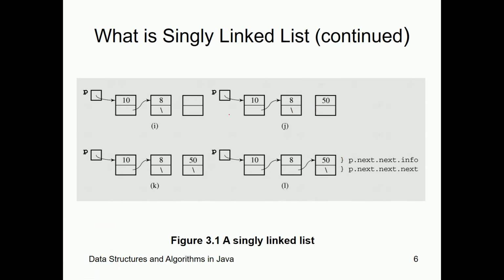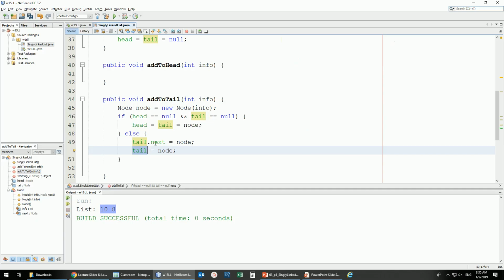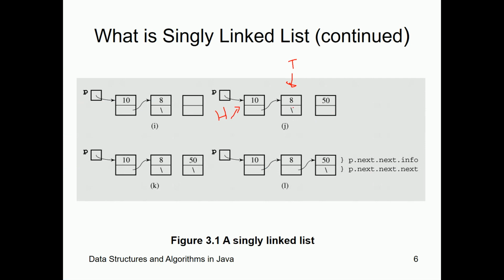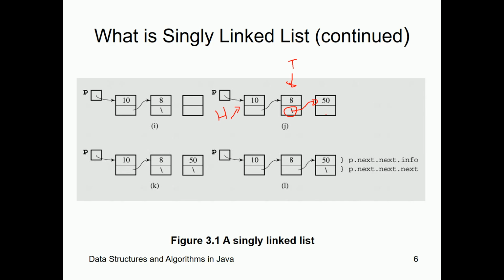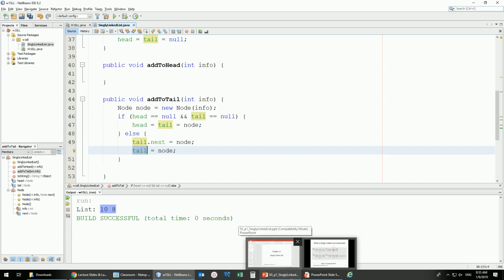Now this is my head, and this is my tail. Let's see what happens. I'm going to be here. Tail.next is going to be my new node. So I'm putting the link, and then the tail is going to be this new node. So this link here, the tail, is going to be this node. And this is how I move from one to one.